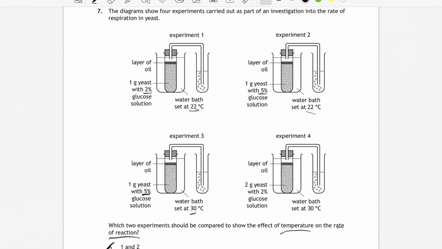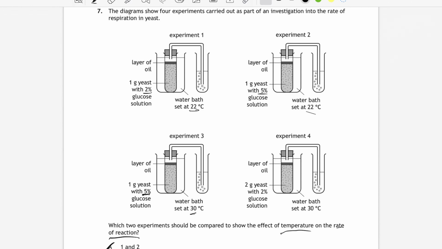So for example, yes, I've changed the temperature, but how do I know it was only the temperature that affected the experiment? How do I know it wasn't the glucose solution that I changed also? So we only want to be changing the temperature. Right, so that leaves B out.